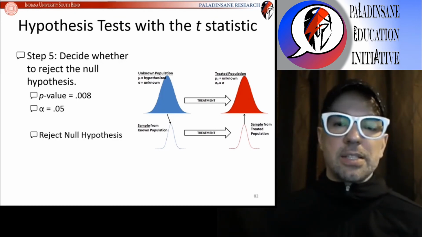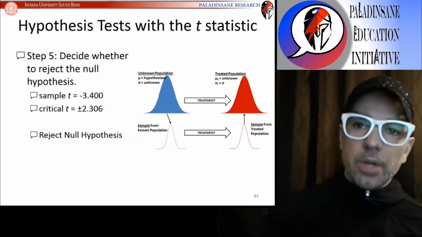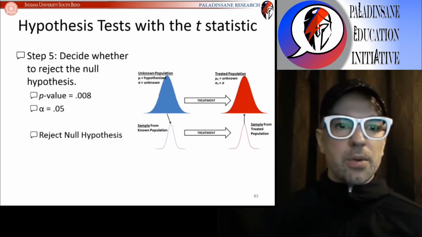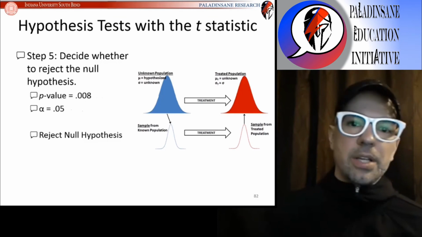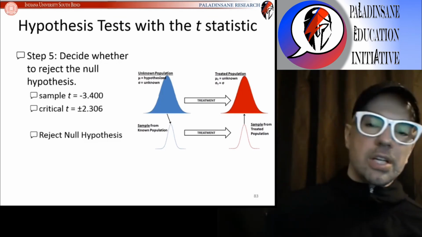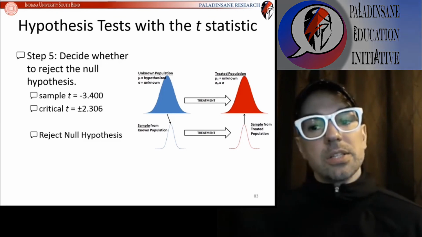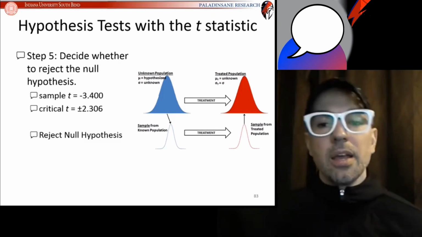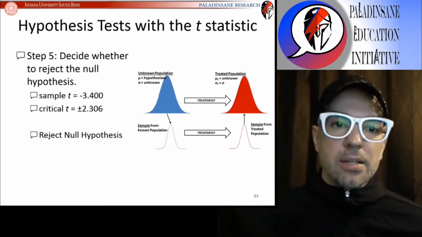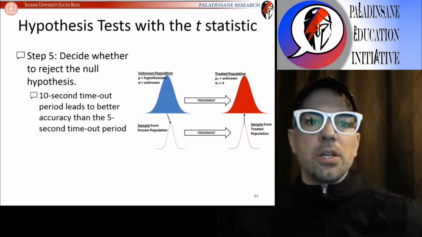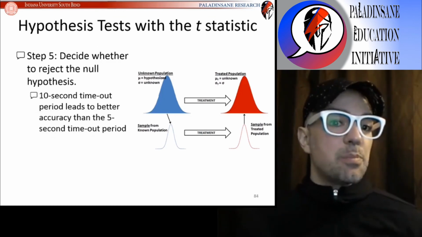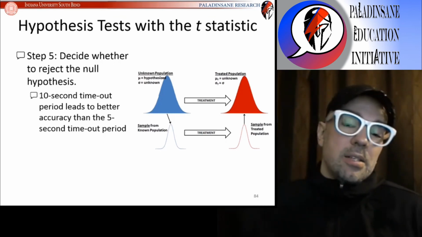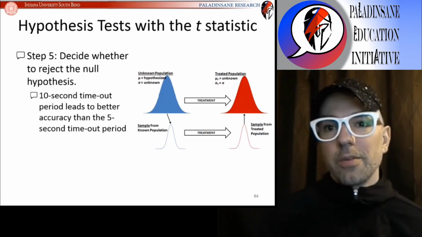And notice that this is the exact conclusion that we came to when we used the cutoff scores. That's because cutoff scores and probabilities are directly related to each other. So all that work that we did on the normal distribution and finding the proportion in the tail is paying off right now to help us understand that this analysis and this analysis, exactly the same thing, both came to the conclusion that we reject the null hypothesis. Both allowed us to conclude that a 10-second timeout period actually leads to better accuracy than a 5-second timeout period. So bottom line, timeout works for kids and it also works for adults.